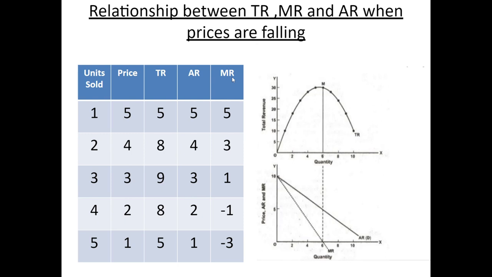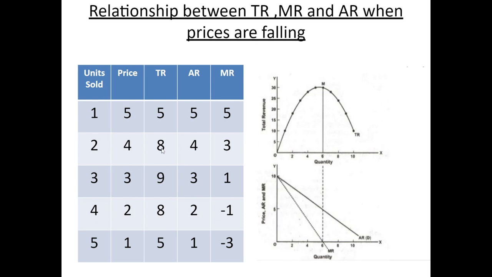MR has been calculated as addition to total revenue. So for the first unit, TR is equal to MR, which is 5. For the second unit, the addition to total revenue is 3. The TR has increased from 5 to 8. So the marginal revenue is 3.